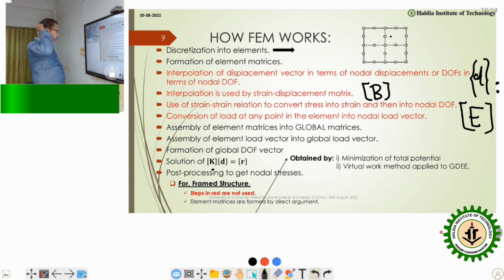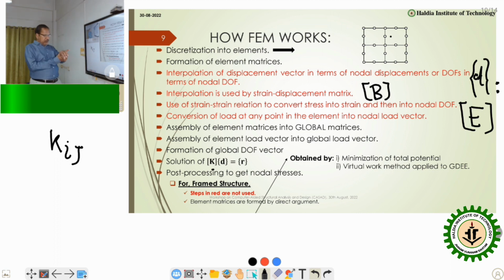So here, the element matrices are formed by direct agreement. Suppose the stiffness matrix. The matrix for each element is written definition-wise. The definition is simple here: Kij. Let me write it for the stiffness matrix.